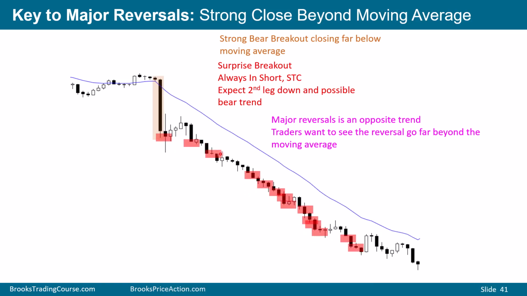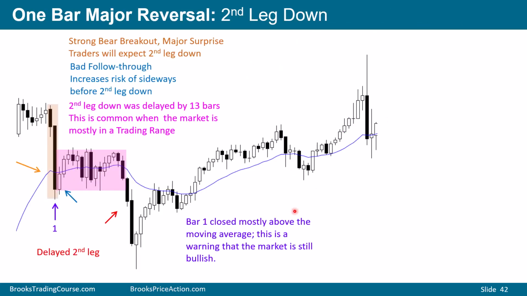Lots of bars closing below the moving average. When the market is in a tight bear channel or a small pullback bear trend, bears will begin selling strong closes, and they'll sell below anything closing on its low or closing below its midpoint. Here's a one-bar major reversal. When you get a bear breakout and it's a major surprise, it's very common for the market to get a second leg. Very high probability that you will see the second leg.